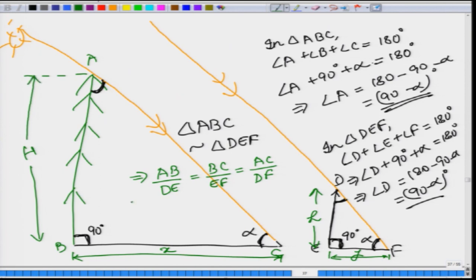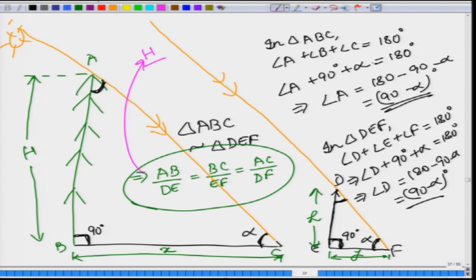Now, if we make use of this equation, AB is capital H, divided by DE, which is small h, is equal to BC, which is x, divided by EF, which is y. Now, we know the values of x, y and h. So, capital H is equal to x divided by y into small h. In this way, we can find out the value of capital H, which is the height of the tree, just by making use of similar triangles. So, in short, the method is that you have your tree, and at some point in the day, the sun is casting a shadow of this tree.